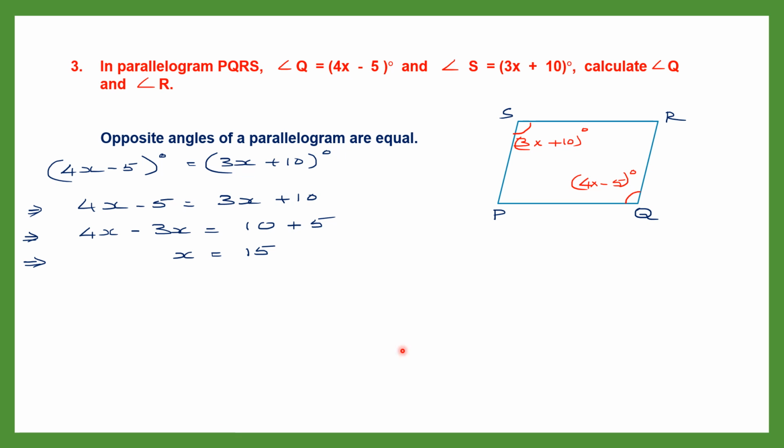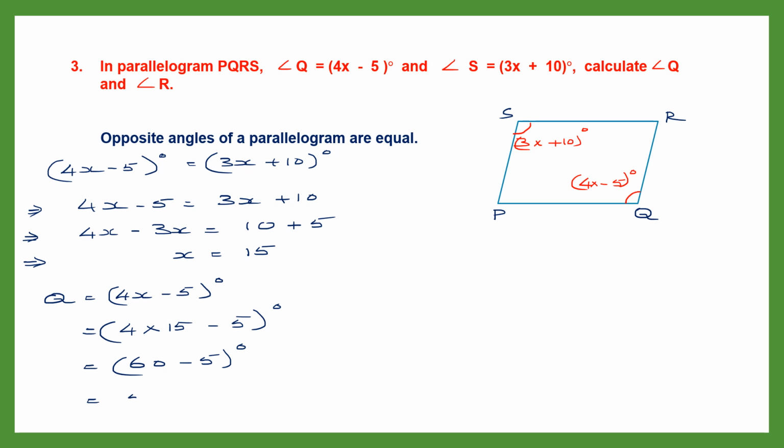Now we can substitute it here for Q and find the value of angle Q. So Q is given as 4x minus 5 degrees, isn't it? So in the place of x, we're going to write 15. That is 4 into 15 minus 5 degrees. So 15 fours are 60. 60 minus 5 is 55. So Q is 55 degrees. So we have found the value of angle Q, and that is 55 degrees.